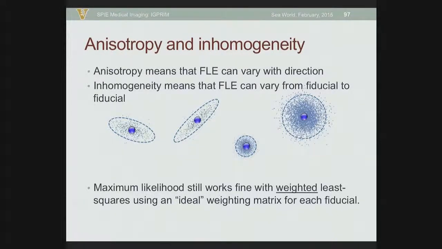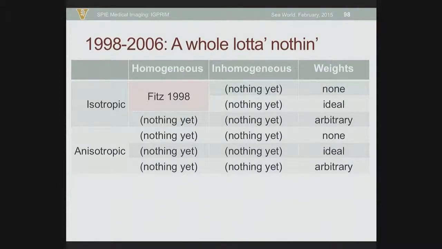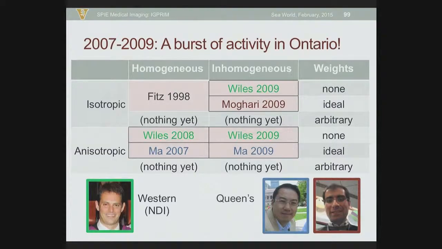But then what does the error look like? Well, from 1998 to 2006, a whole lot of nothing was going on. Nobody had solved any of these problems, no matter what kind of weight you used. And then all of a sudden, hold on to your seat, folks, fasten your seatbelt, because in 2007 and 2009, all of a sudden Ontario comes marching in and solves all these problems. Andrew Wiles, who's sitting right down there on the front row, glad to see you there. Andrew Wiles, leave of absence from NDI, working for Terry Peters over here. Burton Ma at Queens, and Mehdi Moghari, whose major professor is somewhere in the room. They solved all these problems.